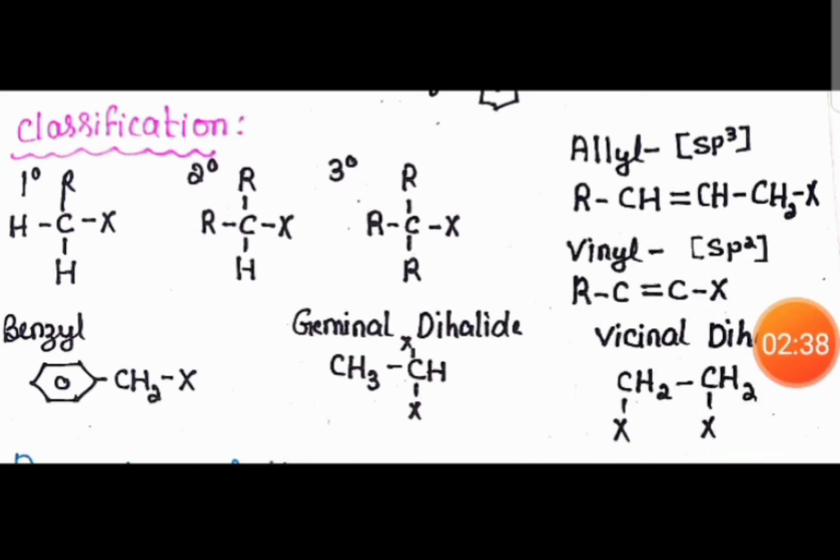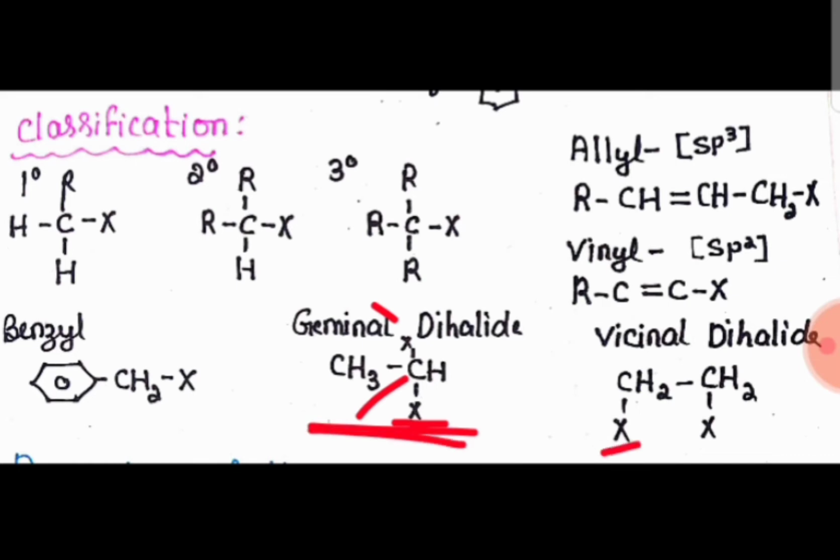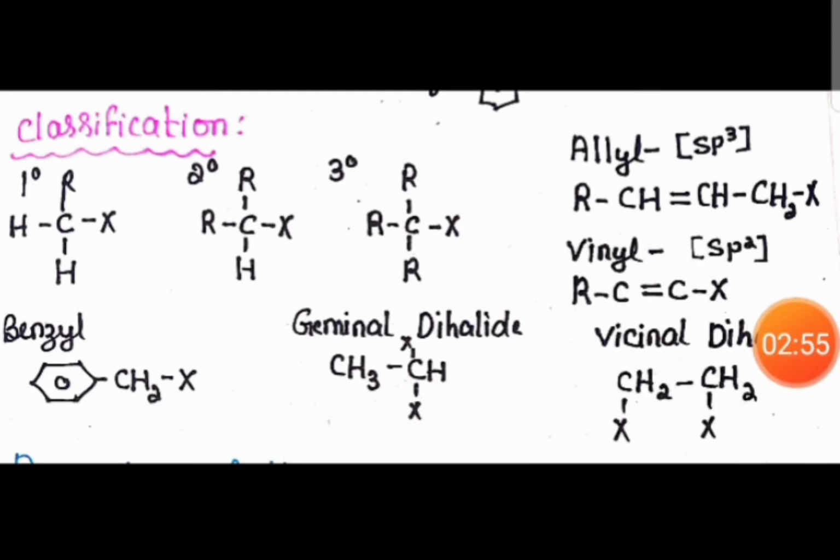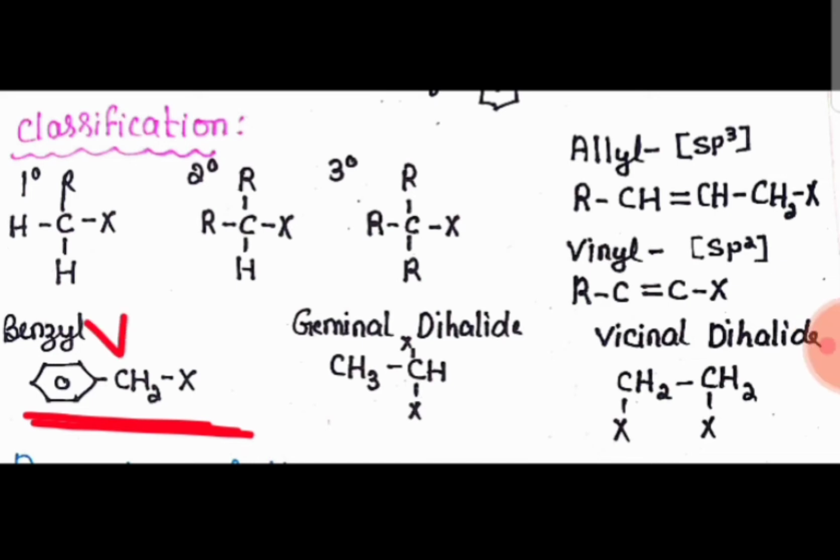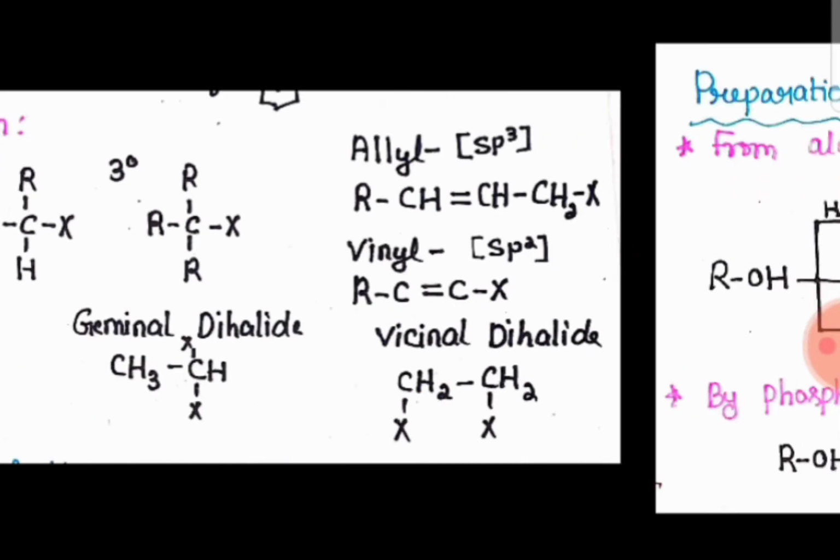Then in case of dihalides, if both the halogen atoms, same type of halogen atoms, are linked to the same carbon atom, then it is geminal dihalide. If the same halogen atoms are present at adjacent carbon atoms, it is considered as vicinal dihalide. And this is benzyl halide, means aromatic ring, and it is having one alkyl group. That alkyl group hydrogen atom is replaced by halogen, it is benzyl halide.